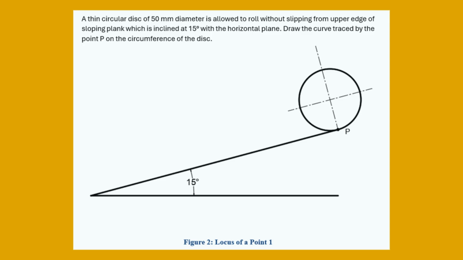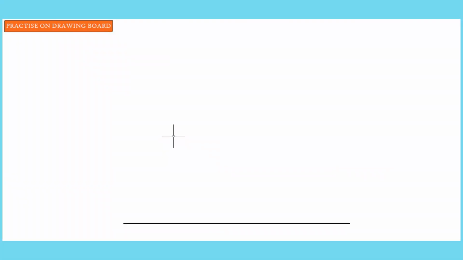Okay, so we have a thin circular disc of 50 millimeters in diameter, which is allowed to roll without slipping from the upper edge of a sloping plank, which is inclined at an angle of 15 degrees with the horizontal. We want to draw the path traced by the point P on the circumference of the disc as indicated in figure point 2.